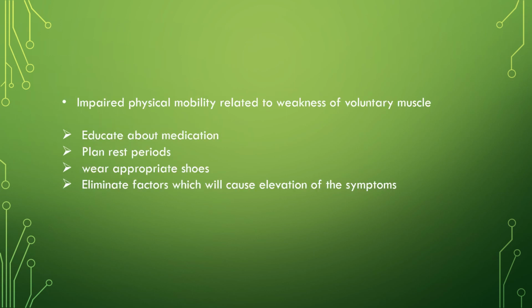Our third diagnosis is impaired physical mobility related to weakness of voluntary muscle. The patient's goal is the improvement of the strength of the weakened muscle. The patient should be educated about the basic facts about medication, and the timing should be emphasized. The patient is encouraged to keep a diary to note the fluctuation in symptoms. You teach the patient to plan adequate rest periods through the day, to wear appropriate shoes to minimize injury, and to eliminate factors which will cause elevation of the symptoms, like emotional upset, respiratory infection, and demanding physical activities.